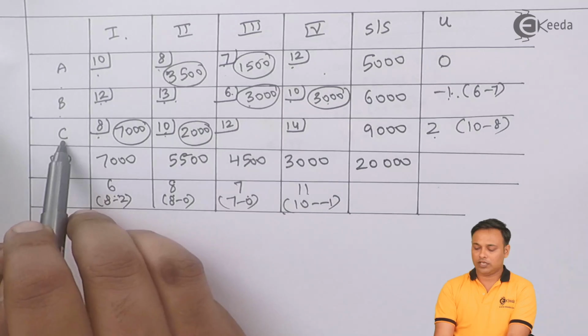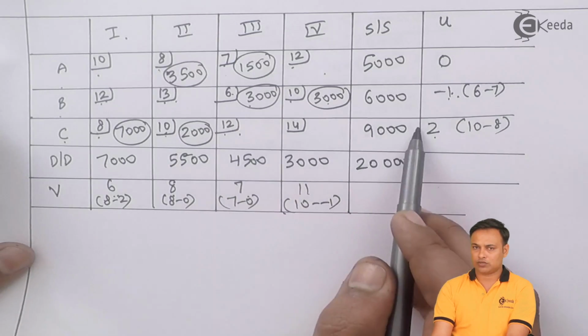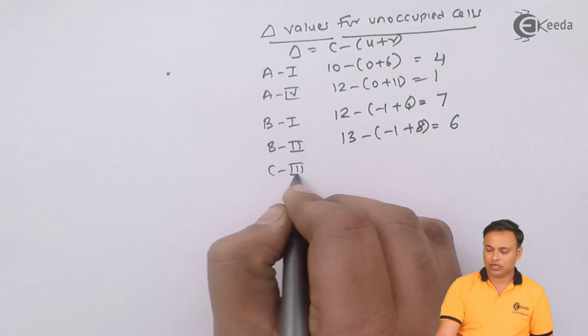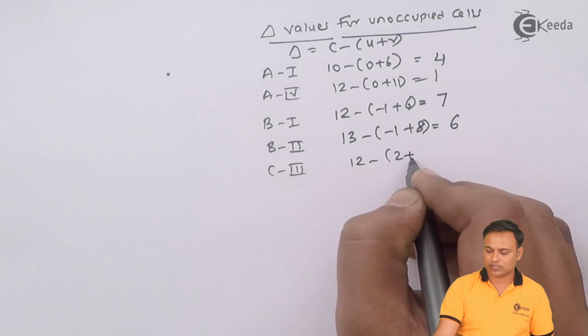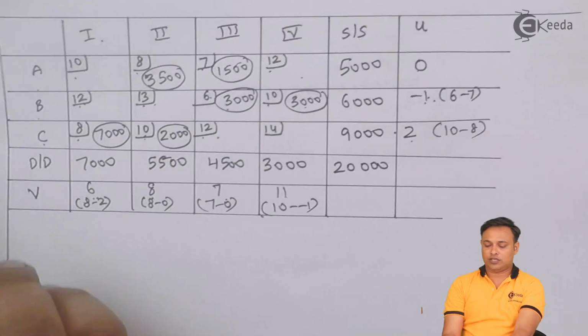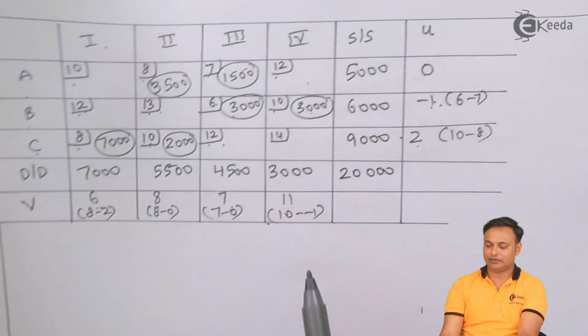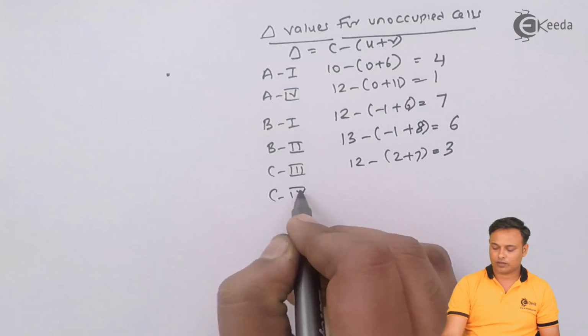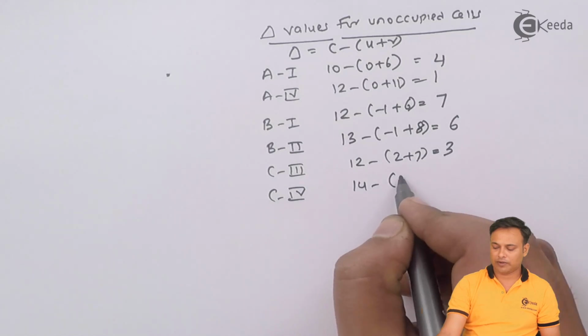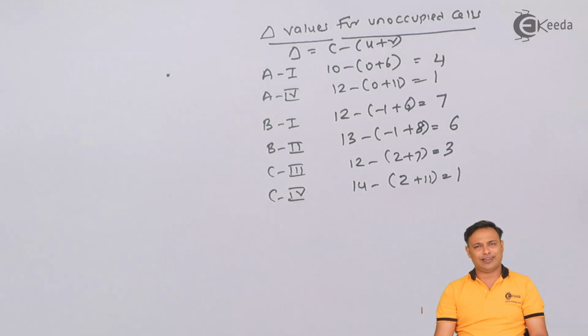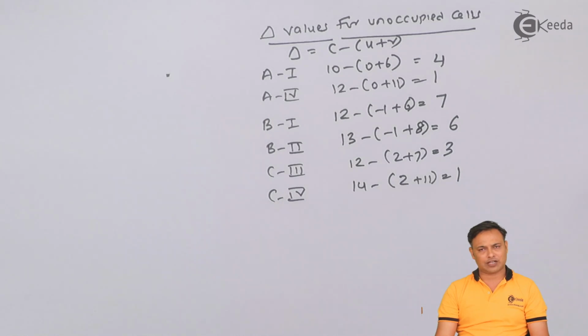Then C3 12 minus 2 plus 7. C4 cost is 14. 14 minus 2 plus 11, which comes to 1. So we have got all the delta values for unoccupied cells which are all positive. There is no negative value. That means that my solution is optimal.